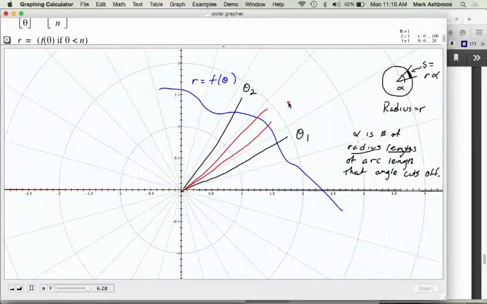So imagine, why are we choosing such a strip? Because we're thinking about the angle changing from theta 1 to theta 2. So a little change in theta will give us a wedge-shaped typical strip, right? And so here's where we want to find the area of that thing.